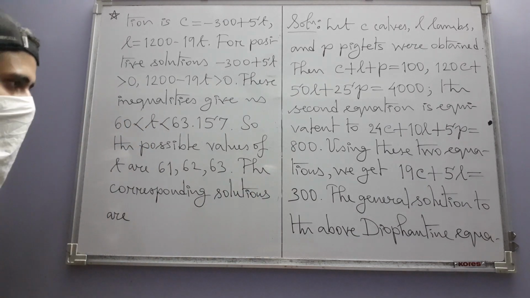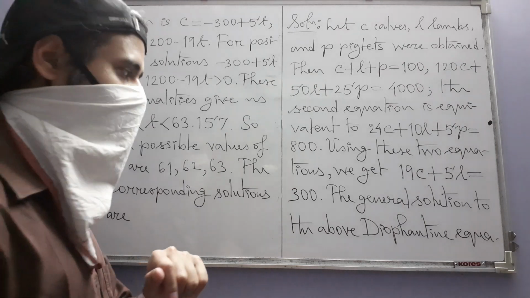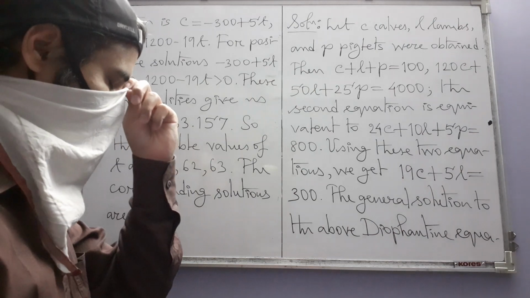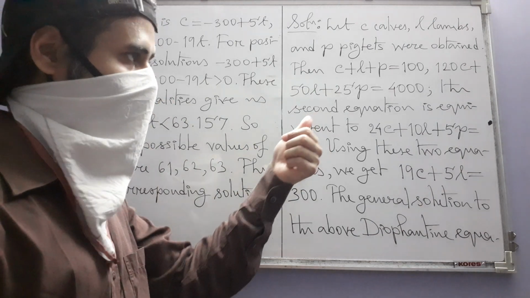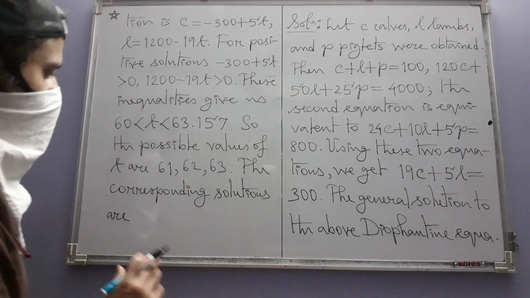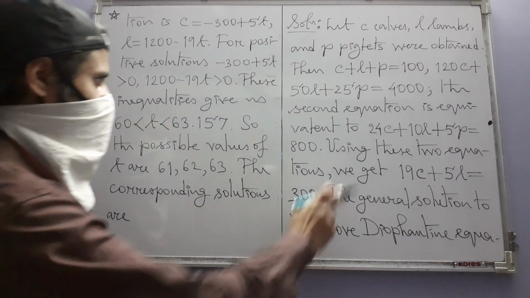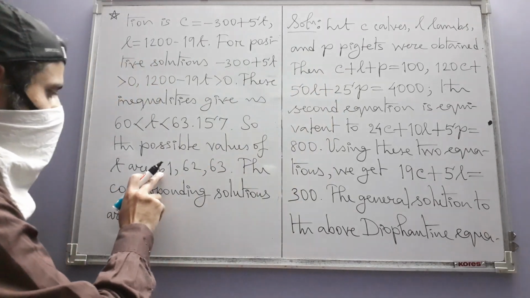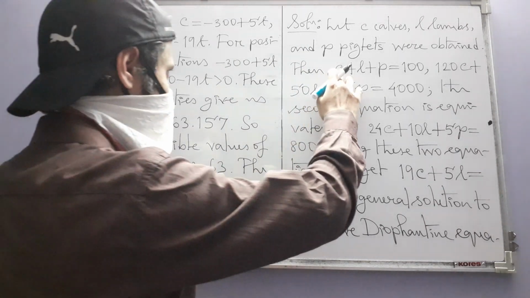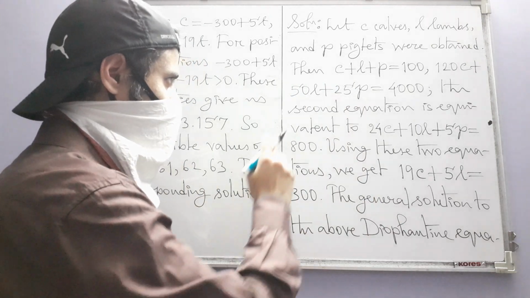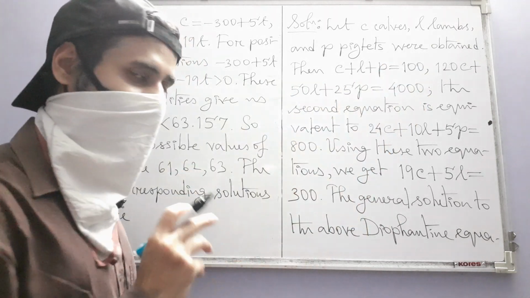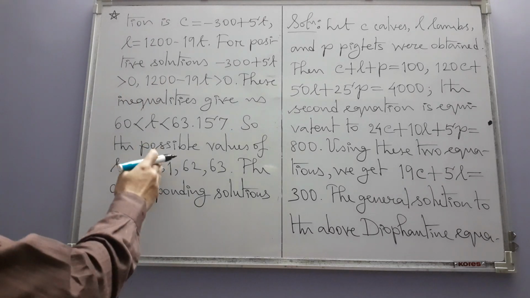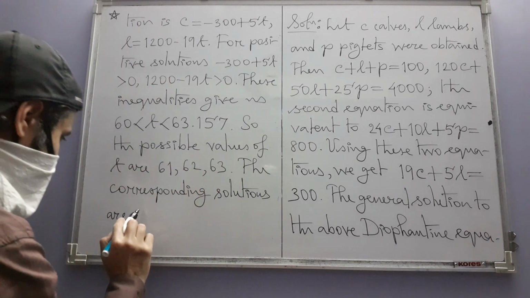solutions are, okay, now when we write the solutions, we will not just simply write the C and L values, but simultaneously the corresponding P values as well, which will come from the C and L values using this equation. For example, you find the C and L values for t equal to 61, say, then you add them up and subtract that number from 100, that gives you the P value.